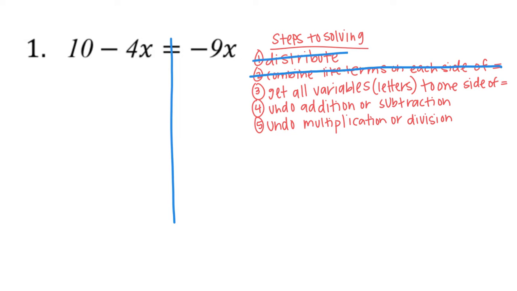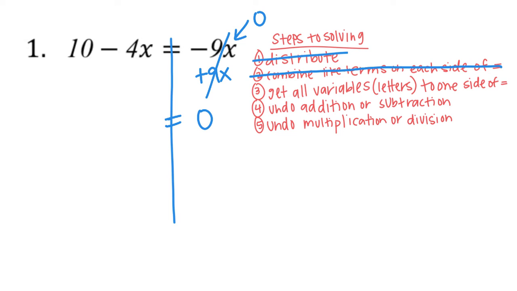Step 3 says get all variables or letters to one side of the equals. So I'm going to do that. I'm always going to move my variables to the left side of my equation. So remember, when I want to get my letters to one side, I want it to become 0. I don't want any x's or letters on that side of my equation. So since it's a negative 9x, if I add 9x to it, negative 9x plus 9x would give me 0.